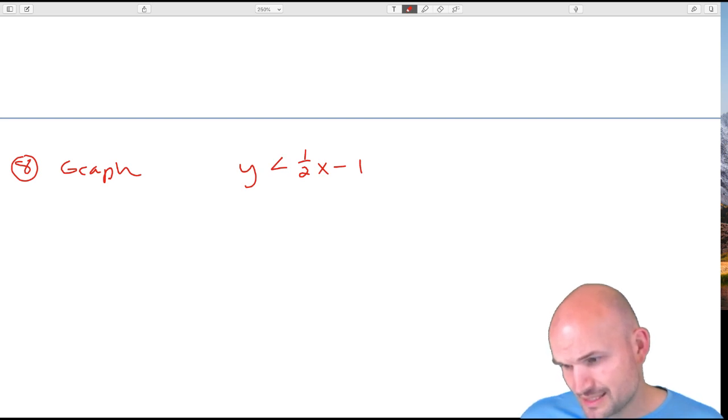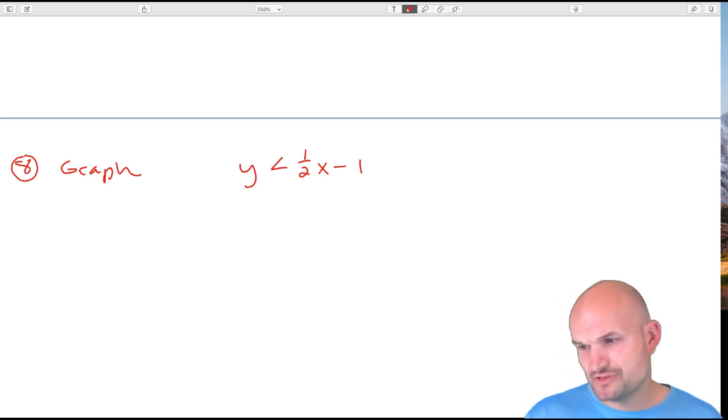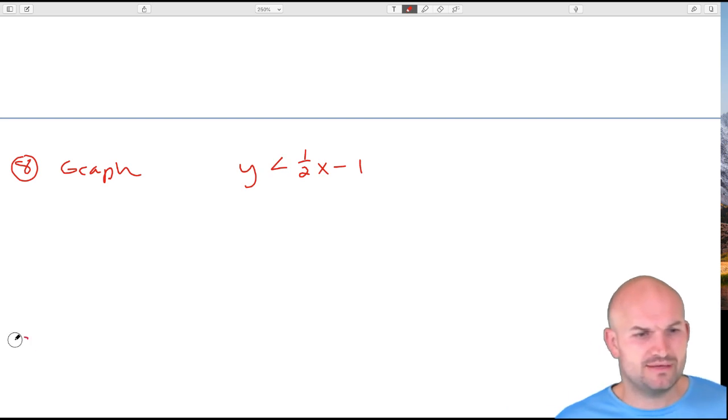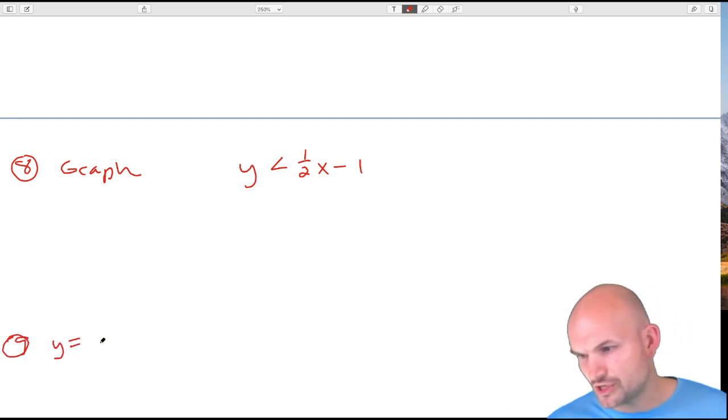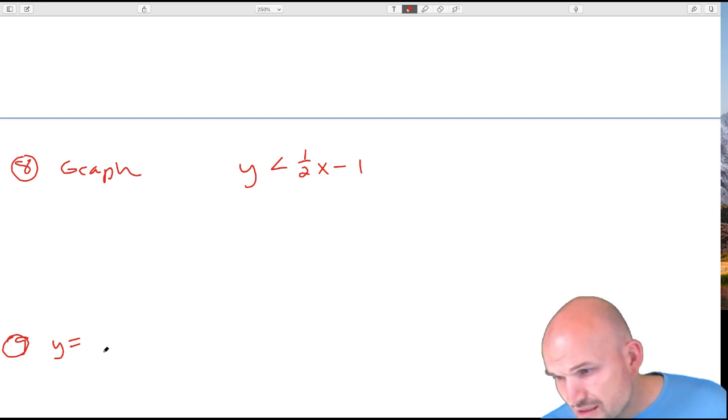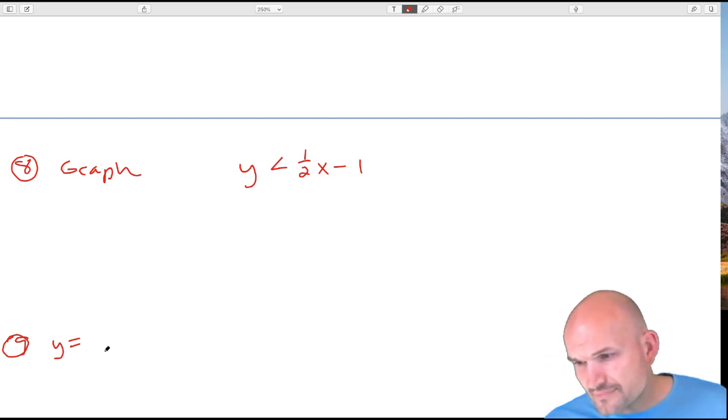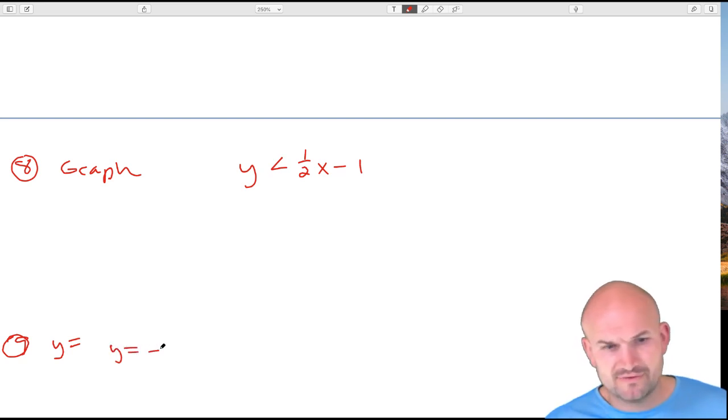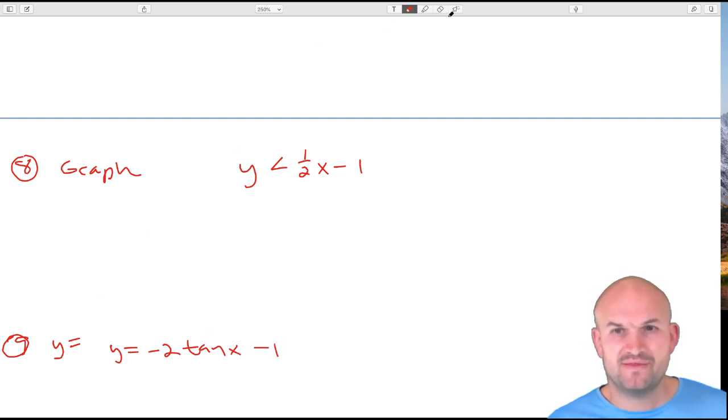We're getting to that. I'll graph -2 tangent, y equals x, really quickly. I'm not going to spend too much time on this since I'll already do a problem. Y equals -2 tangent of x, and I'm assuming that's a -1 on the outside.